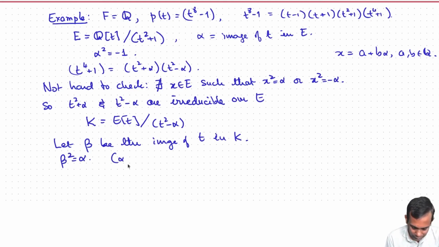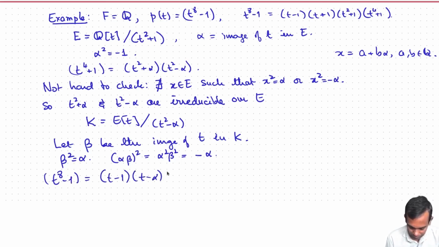And what we also have is that alpha times beta squared is alpha squared beta squared, but alpha squared is minus 1, so this is minus alpha. So beta is a square root of alpha, and alpha beta is a square root of minus alpha. Of course, minus beta is another square root of alpha, and minus alpha beta is another square root of minus alpha.